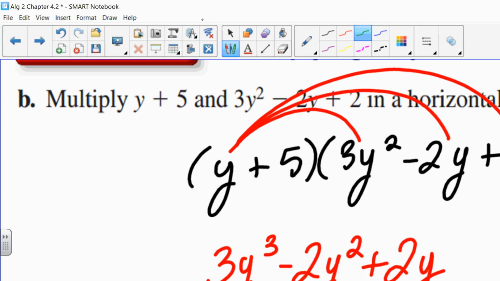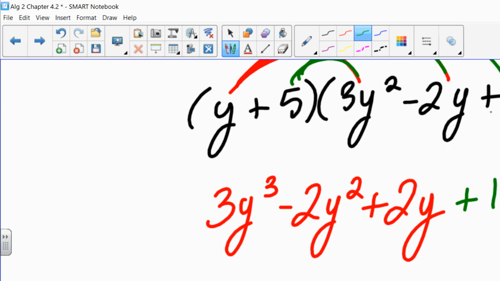And then we'll move on to the 5. 5 times 3y squared is plus 15y squared. 5 times negative 2y is negative 10y. And 5 times 2 is plus 10. I have a feeling y'all remember doing stuff similar to this here with two terms in Algebra 1.